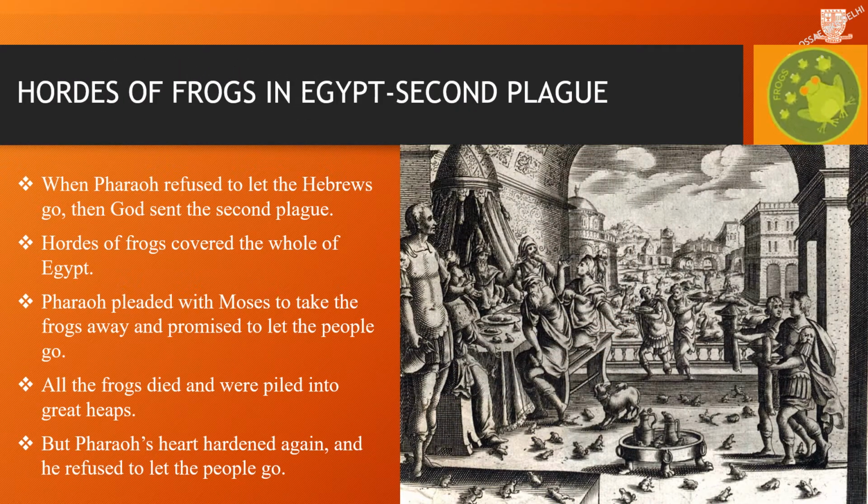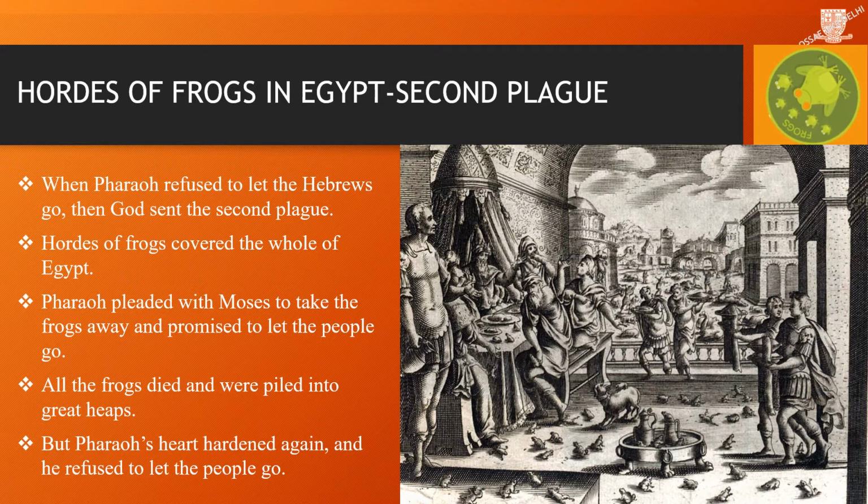Pharaoh refused to let the Hebrews go, even after the first plague, where the water of the river Nile was turned to blood. Then God sent the second plague. Hordes of frogs covered the whole of Egypt. Entire Egypt was covered with frogs. Wherever you could set your eye, you would find frogs everywhere. Inside your houses, outside your homes, everywhere. They could even be in your dinner plates. Wherever you could look, you would find frogs.